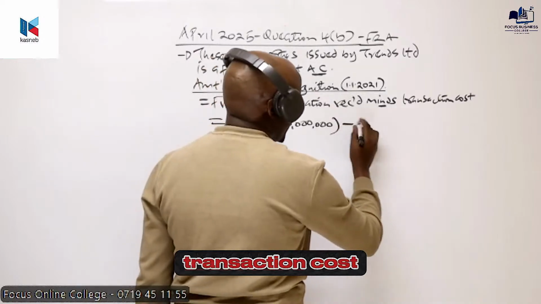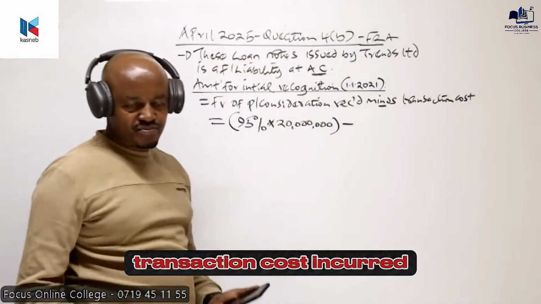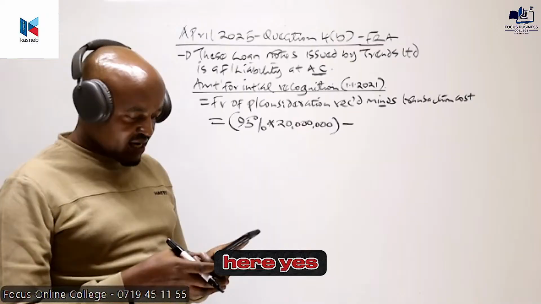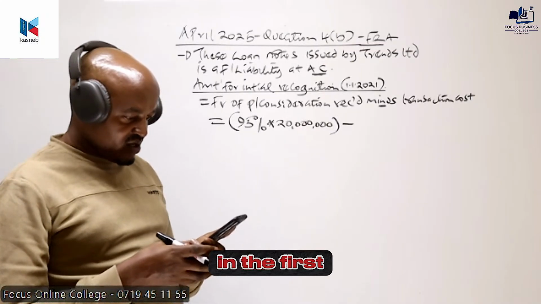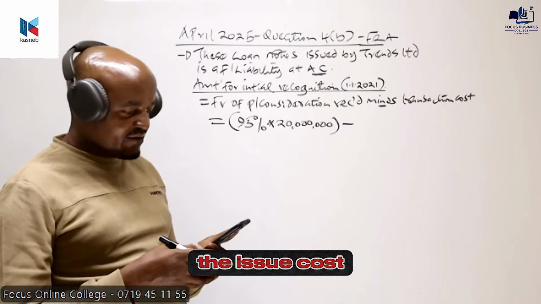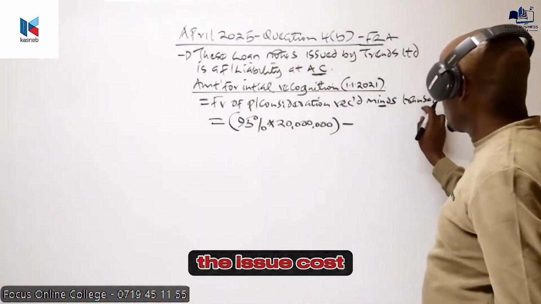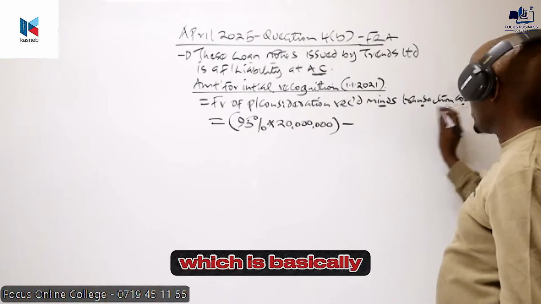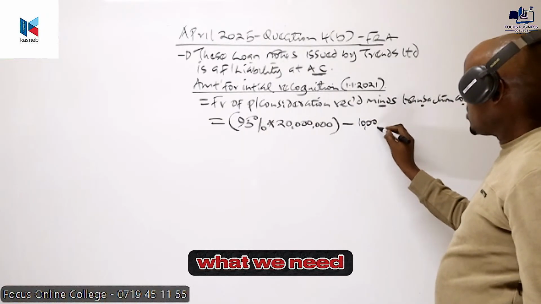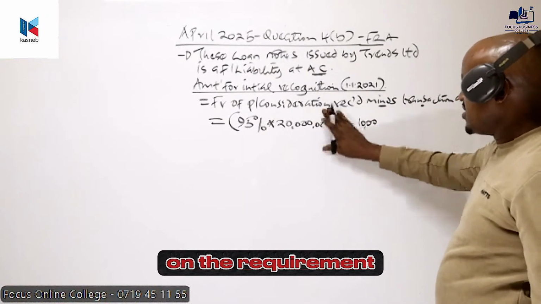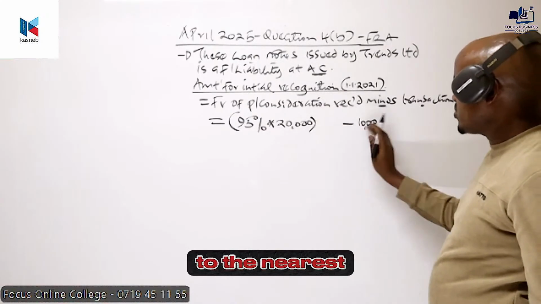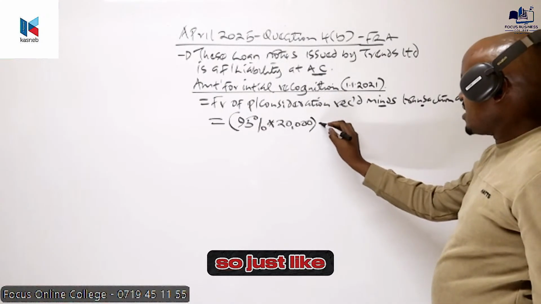And then to this, we minus the transaction cost. Do we have transaction cost incurred by our company here? Yes. We are told in the first paragraph, the last sentence, the issue cost amounted to 1 million. The issue cost is the transaction cost, which is basically 1 million. And if you check on the requirement, we are told to work with our figures to the nearest 1,000 of shillings.